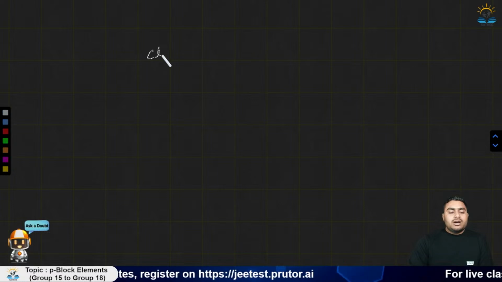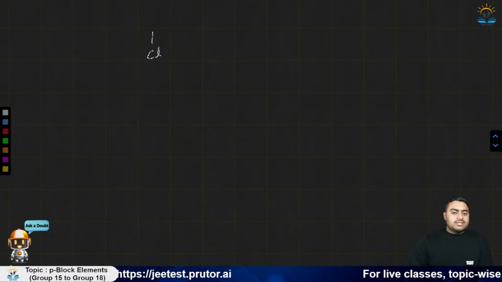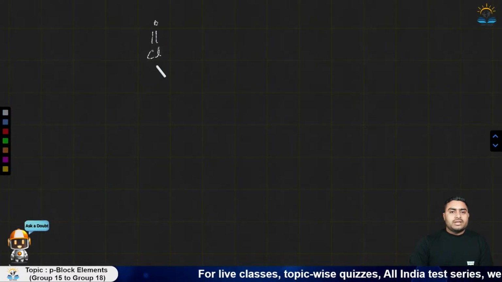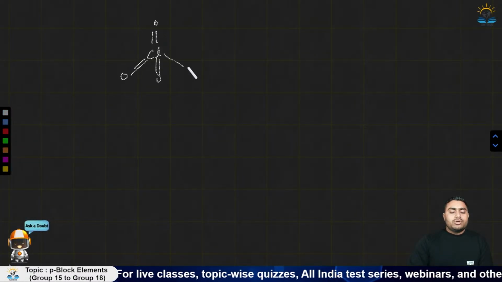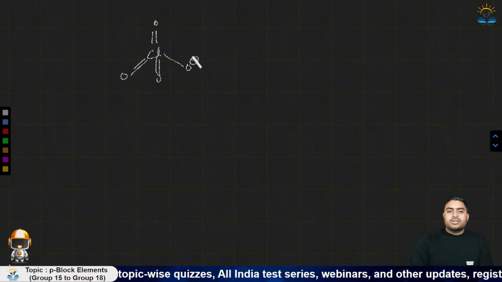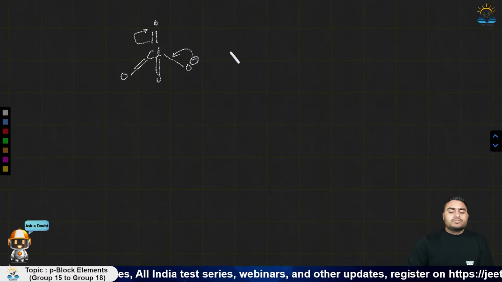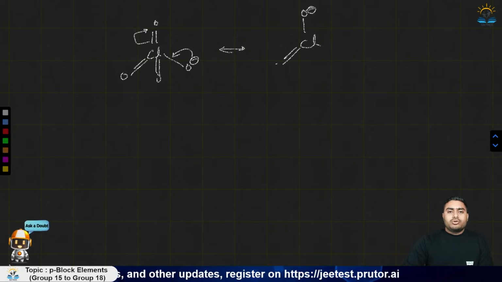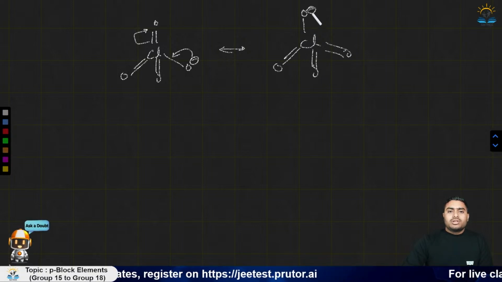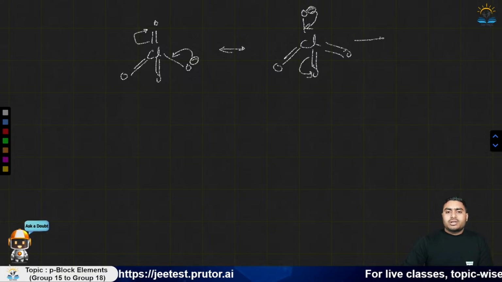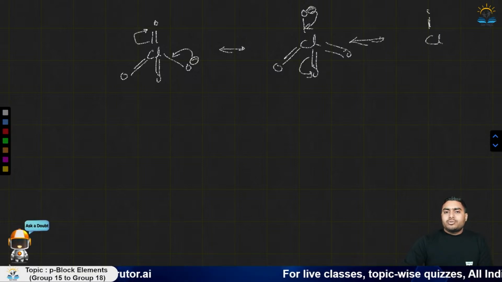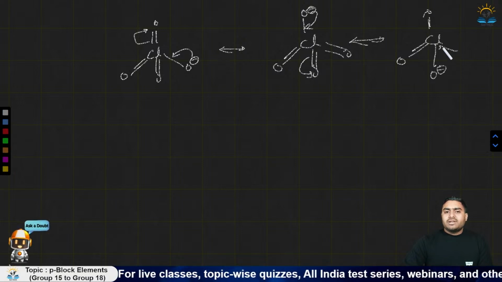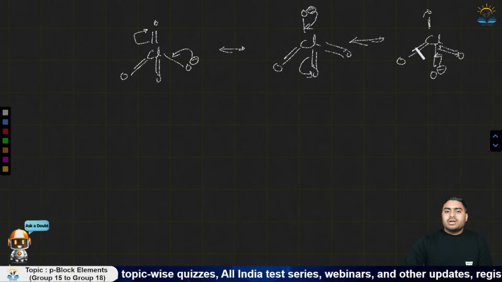You can see Cl double bond O. I am showing the structure of ClO4 negative: double bond O, double bond O, double bond O, and O negative. I am not showing the lone pairs. So it will go here, then it will go here. Then what will be the next structure? This will be O negative, double bond O, double bond O, double bond O. Then it can come here and go here. Then Cl, then double bond O, similarly double bond O, double bond O. This is O negative and this is double bond O. Then it can go here and come here.